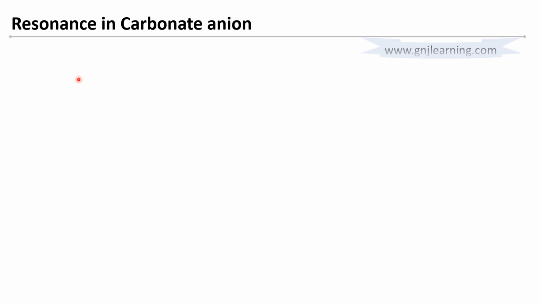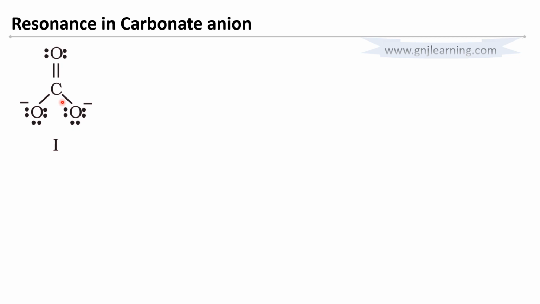So next is resonance of carbonate anion. We have learned to draw the Lewis dot structure of carbonate anion. If you don't remember that, try to pause the video and try to draw a Lewis dot structure of carbonate anion. Take some time and draw it. So if you have completed drawing, it will look like this. One of the CO bonds will be a double bond. The other two bonds will be single bonds.